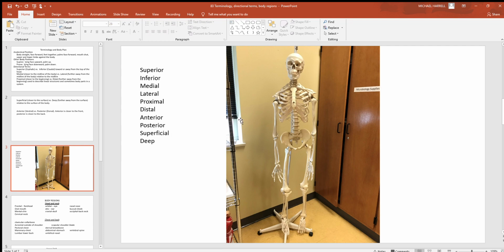And then again, superficial or deep. Imagine something like your heart or lungs inside this thoracic cavity here. Well, they're further away from the surface than something like these bones here that you see. So they're deep to these bones. The bones are closer to the surface when compared to the heart and lungs, so they're superficial to them right there.